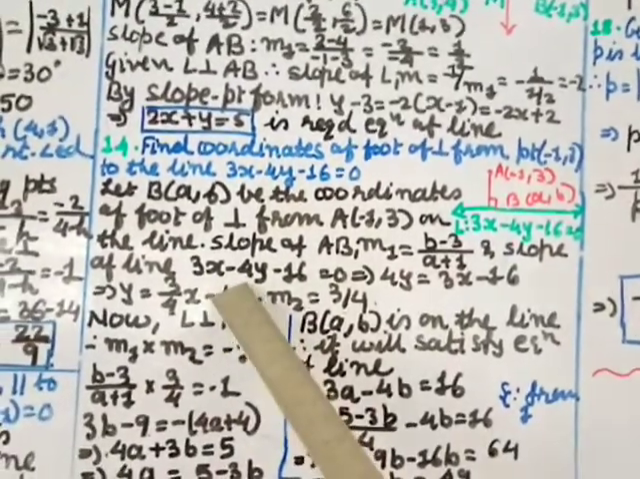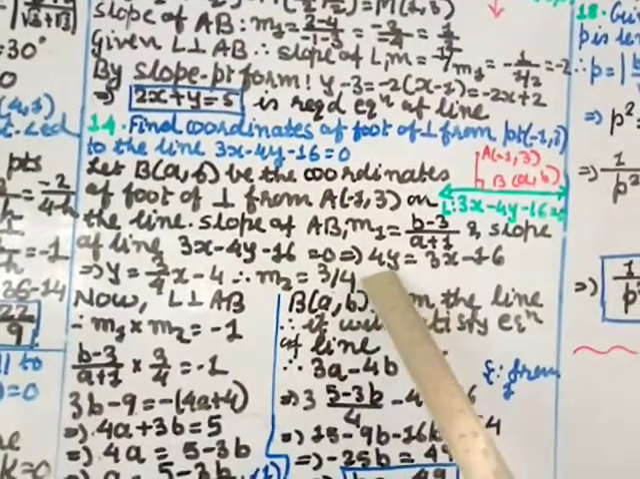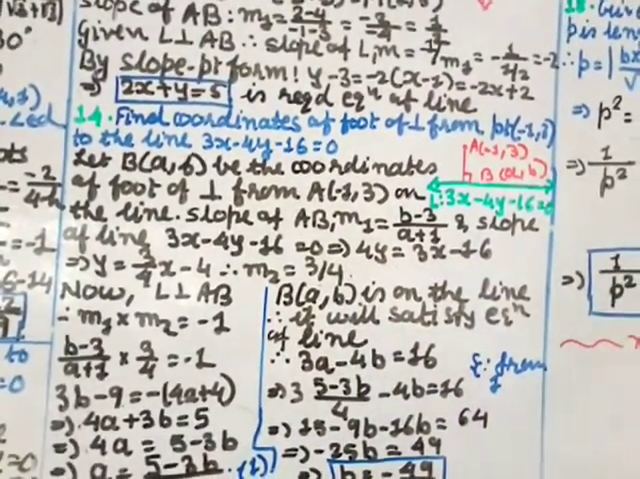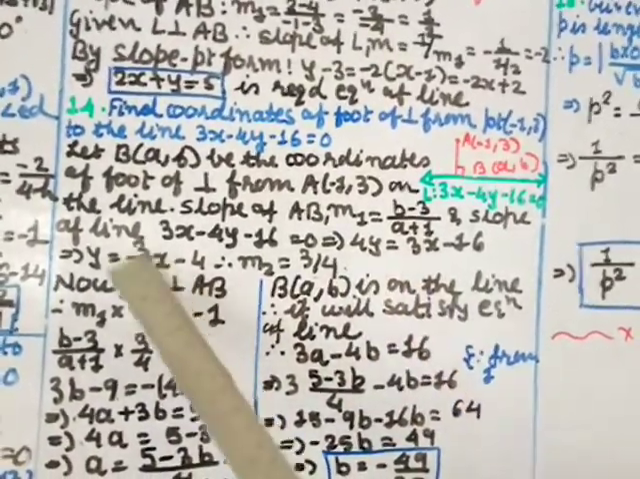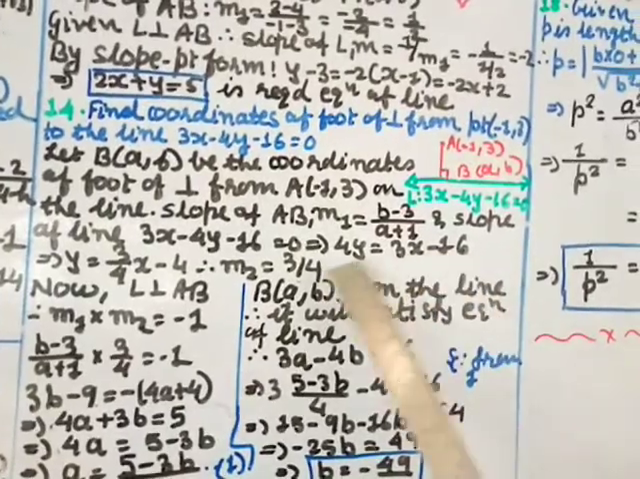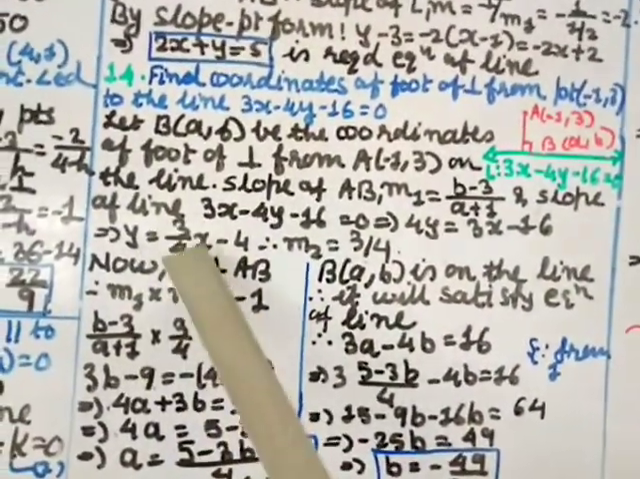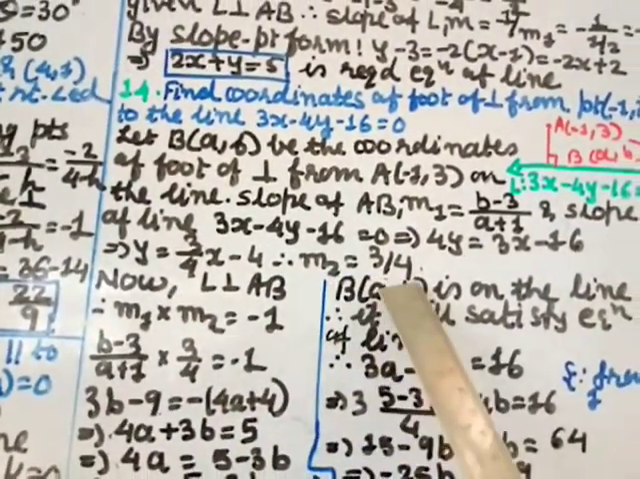So transferring the 4y here, we get 4y equal to 3x minus 16. The y coefficient should be 1, so divide by 4. So here remains y equal to 3 by 4 x minus 16 by 4, which gives minus 4. Now the slope of this line is the coefficient of x, that is 3 by 4. So the slope, that is m2, equals 3 by 4.